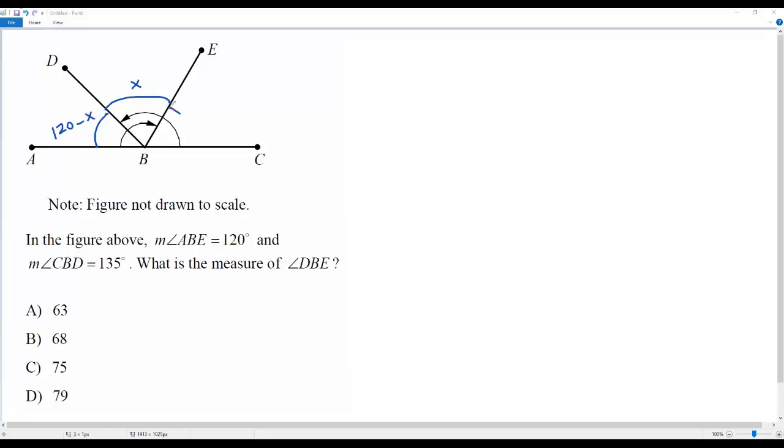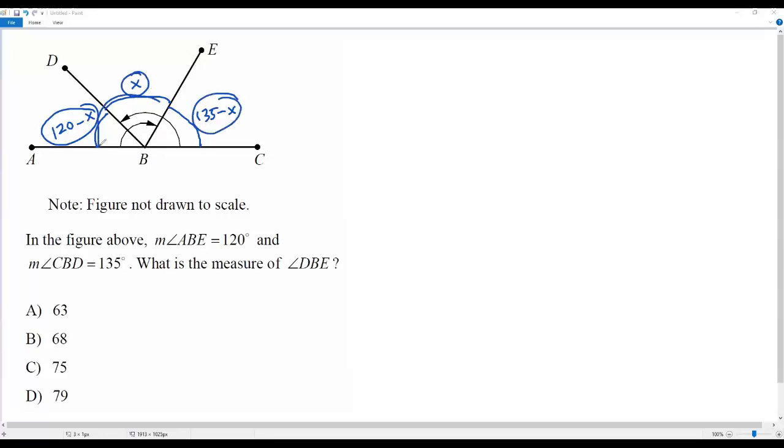Okay, so what should I do to get the measure of angle EBC? Already we know that the measure of angle CBD, I mean this angle measure, is 135. So from this angle measure 135, if I want to get the angle measure over here, I have to subtract this X from this angle measure CBD. So when I subtract X from the measure of angle CBD, that is 135, I am getting 135 minus X. So this is the measure of angle CBE. Okay, now, this angle measure 120 minus X, X, and 135 minus X.